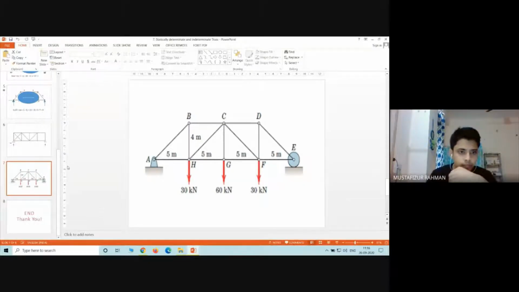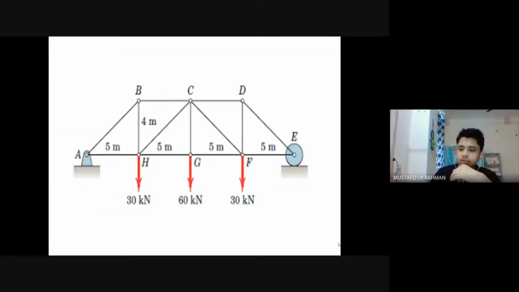Yesterday we discussed the static determinacy and indeterminacy of truss systems, the simple problems. We saw that static determinacy and indeterminacy can be found by the simple formula m plus r minus 2j, where m is the number of members, r is the number of reaction forces, and j is the number of joints in the truss system. Now this was valid for a 2D system.